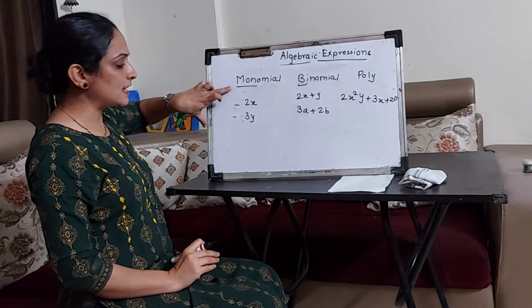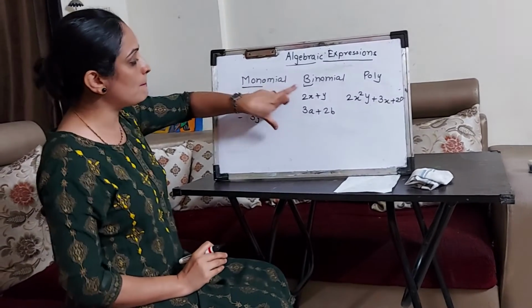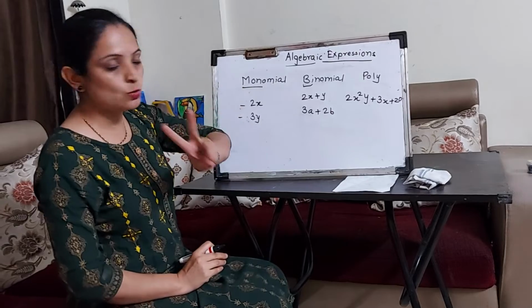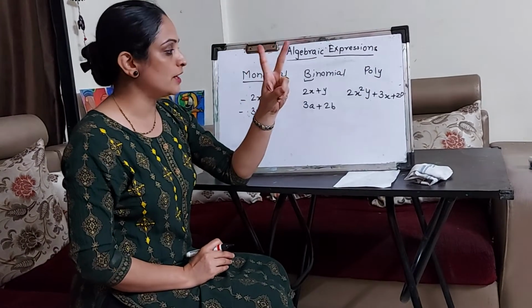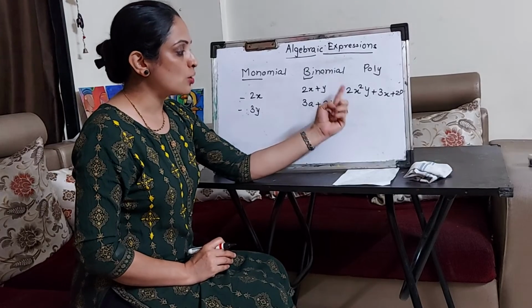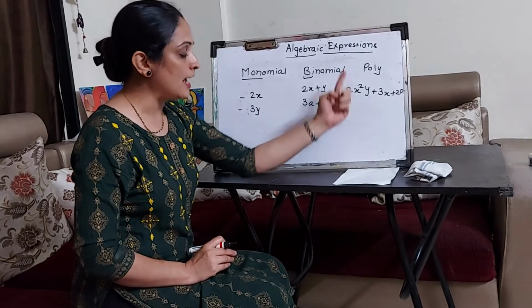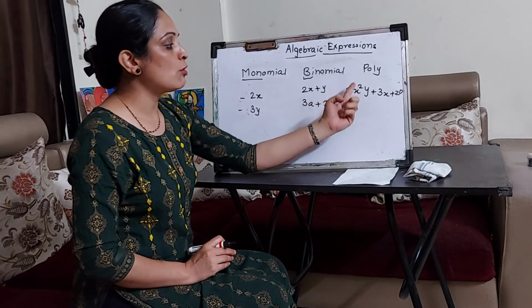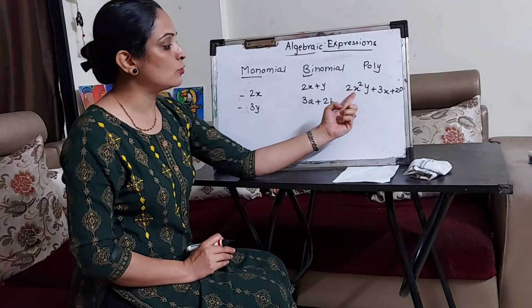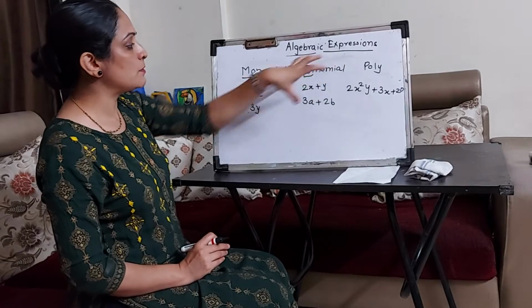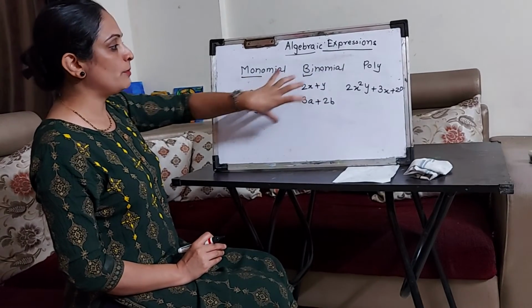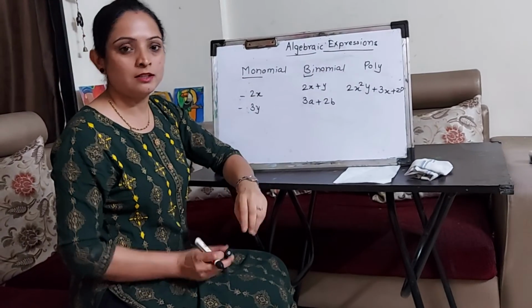So, quickly revise. Mono means single, so it contains one term. Bi means two, it contains two terms. And poly means more than one, but with two more conditions. What? It should have a non-zero coefficient and a positive or non-negative exponent should be there for the variable. Okay, so in this way we have finished with the types of algebraic expression: monomial, binomial and polynomial. Thank you.